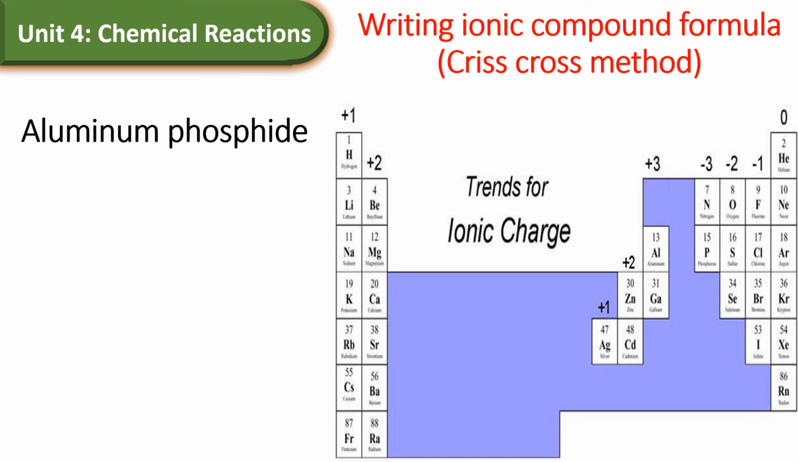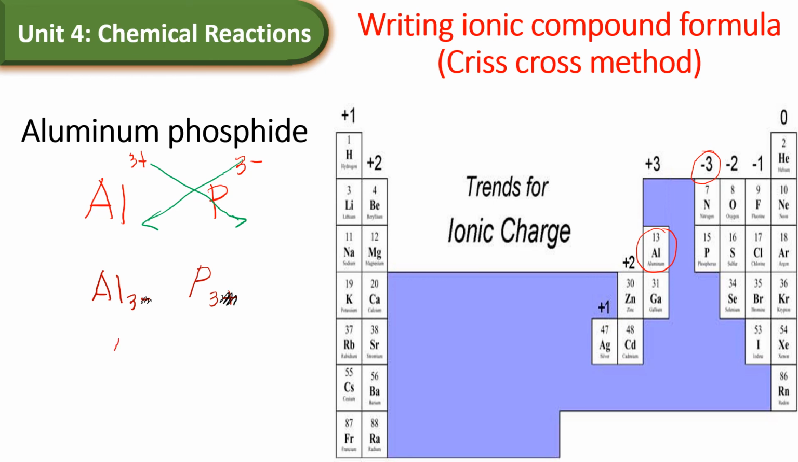Next we have your aluminum phosphide. So you have here your Al. Phosphide is from phosphorus, so P, right? Aluminum has a positive 3 charge. Phosphorus has a negative 3 charge. So with the crisscross method, this one goes to this side, this one goes to this side. So you will write Al3 negative and P3 positive. Again, you don't need a charge. So the answer will look like this.